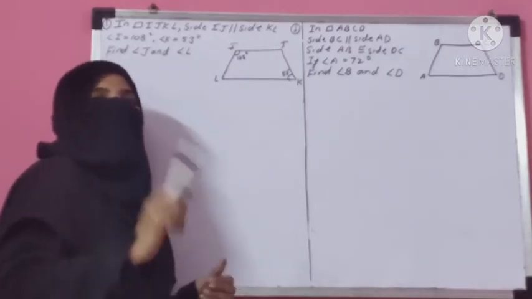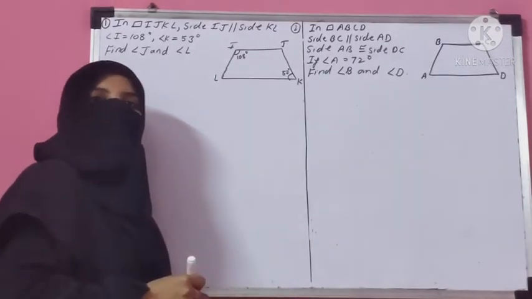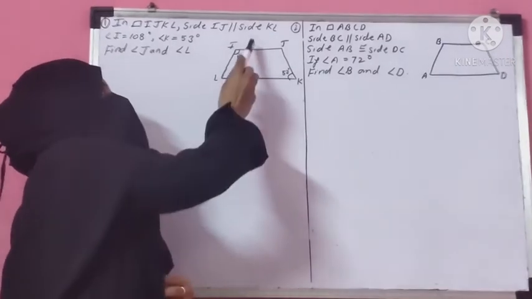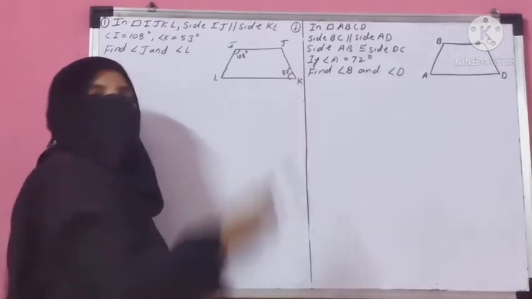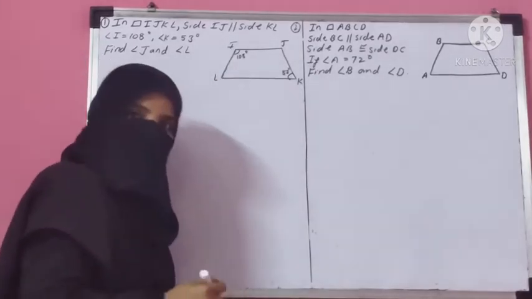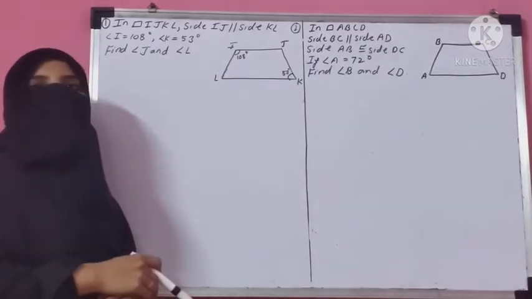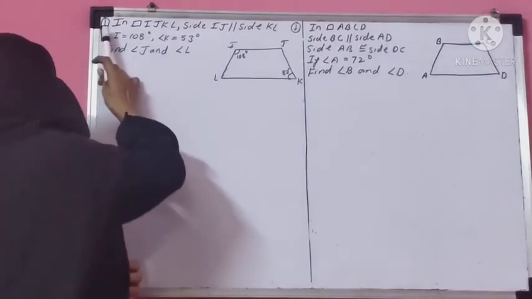One opposite pair of sides is parallel and all the angles are of different measure, this is called a trapezium. The quadrilateral in which one pair of opposite sides is parallel and angles are of different measure is called a trapezium. This figure is like a trapezium. This whole exercise is based on the trapezium. So let's start question number 1.